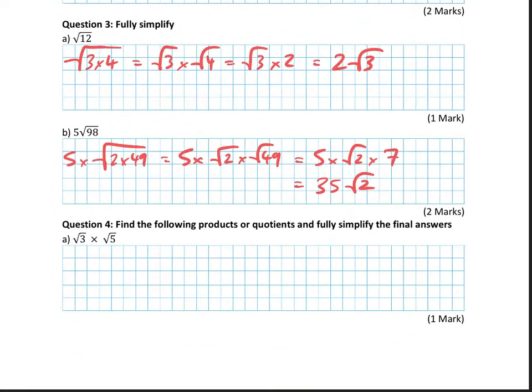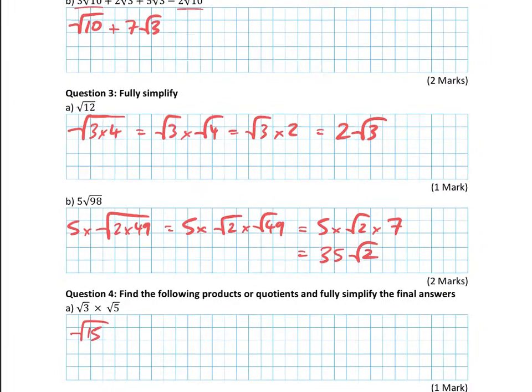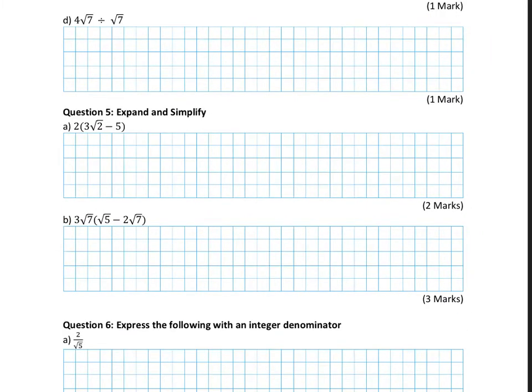Find the following products or quotients and fully simplify the final answers. Well, root 3 times root 5 is going to be root 15. And that looks like it for the second page. So moving on.